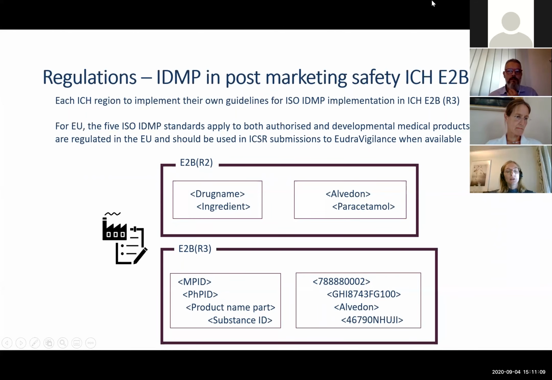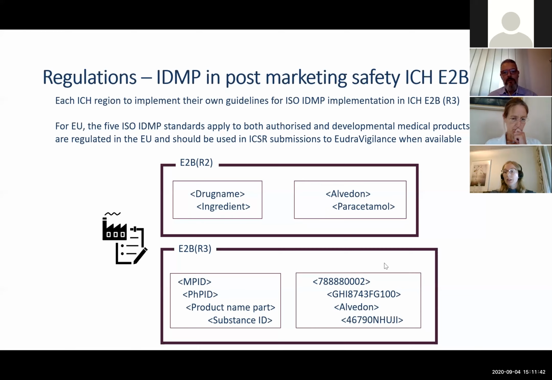So if we look into the newer version, the R3 version, that is actually used by many countries today, if we look at what we get for the WHO program. For this format, it's specified that you should submit MPID when you have it available. If you don't have an MPID, you should try to submit the PhPID if you have that available. And the PhPID can then be linked to different MPIDs compositions.